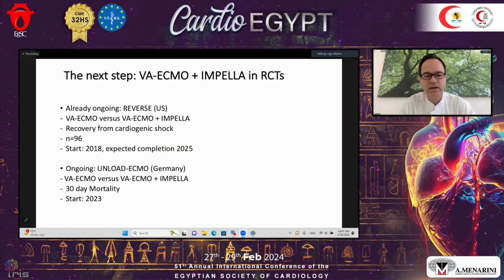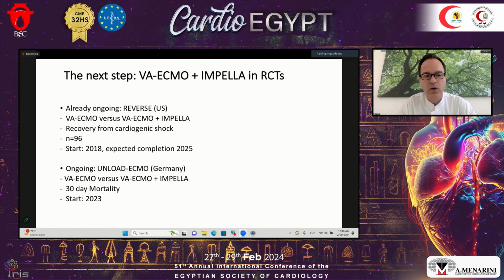And this is the ongoing UNLOAD ECMO trial, also designed by Benedikt Schrage from Hamburg. And it has started, so completion might probably be by the end of next year. And we're looking forward to see whether a randomized trial is able to demonstrate the same thing as we saw for the non-randomized propensity score matching control.